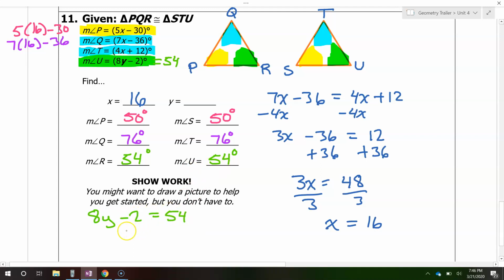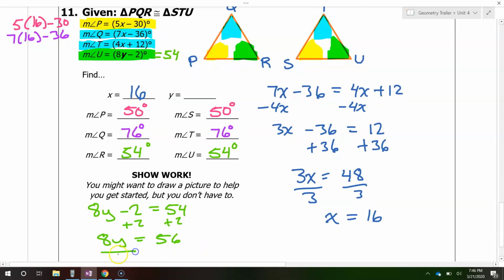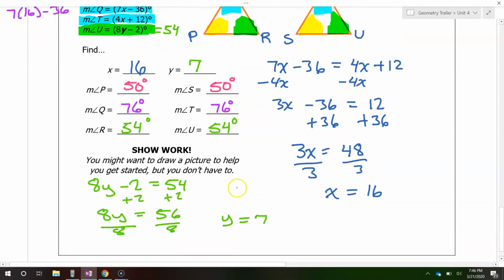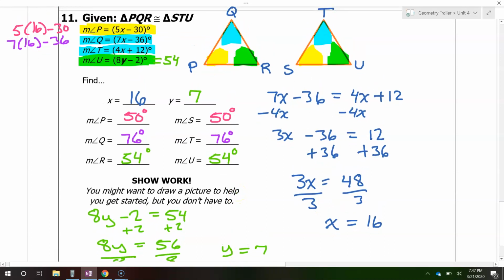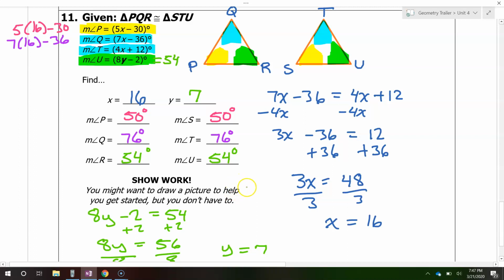So we should be able to solve for y right now. Add 2 to both sides. That gives us 8y is equal to 56. And then if we divide by 8 on both sides, that tells us that y is equal to 7. All right, that's it. That's how you use the properties of corresponding sides and corresponding angles to find unknowns.